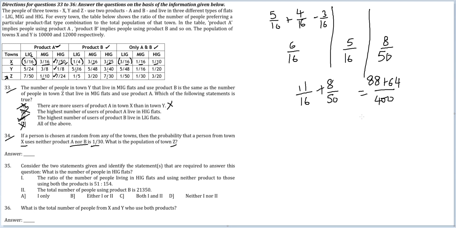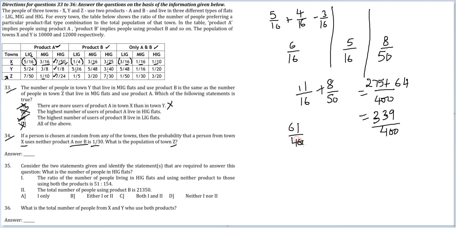I hope. No, I made a mistake. Not 88. This is 16 into 25. So 11 into 25 is 275 plus 64. Okay, so I get 339 by 400 people have been represented. How many have not been represented?